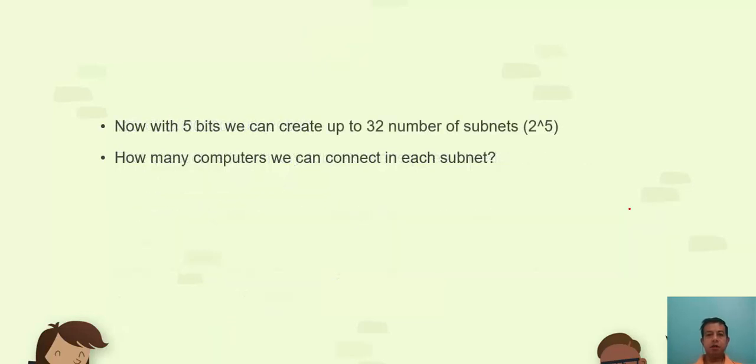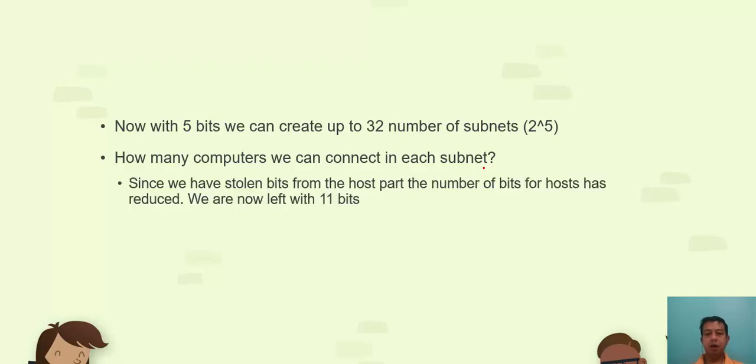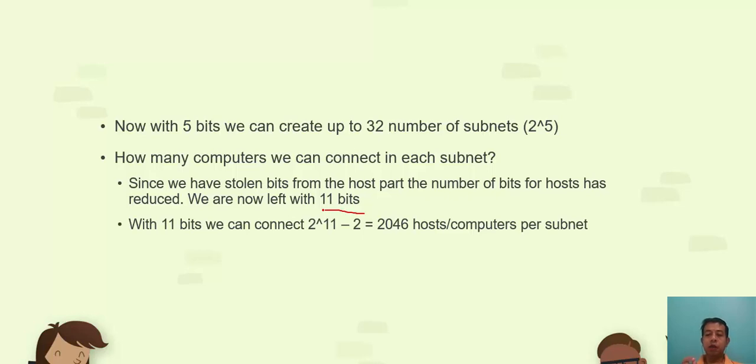Now the next question that will come is how many computers we can connect in each subnet. We have created 30 subnets. Now remember, we have taken some bits from the host part. Clear? So how many computers can we connect to each of the subnets? Remember, originally there is only one network, and in that example we could have connected 2 to the power 16 minus 2 computers. Now because we have stolen bits from the host part, the number of bits available to connect our computers has reduced. Originally there were 16 bits. Now because we have taken away certain bits for subnets, in this example we are left with 11 bits. Clear? So to each subnet we can now connect 2 to the power 11 minus 2. So we can connect 2046 hosts or computers in each of these 30 subnets.